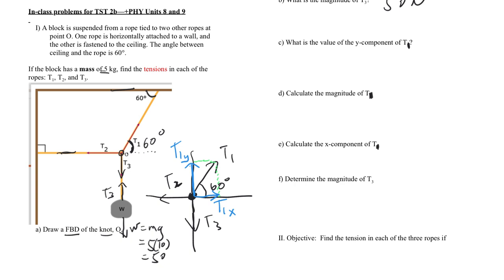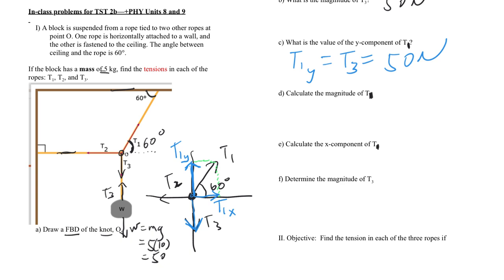Okay, next, what is the value of the Y component of T1? Okay, that's T1Y. Now, if you look at a free body diagram, that T1Y has to be balanced by T3. So it equals T3, which we have as 50 newtons. If it wasn't balanced, then that knot would be accelerating up or down, but it's not. It's just at rest. So the net force would be 0. So the vertical forces have to cancel out, balance each other.